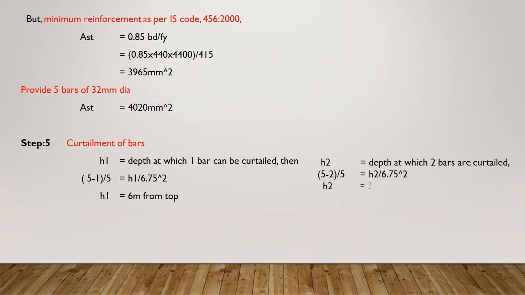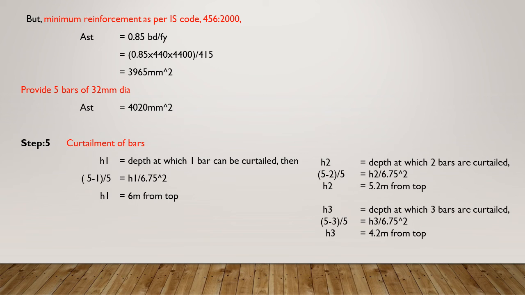So H2 is equal to the depth at which 2 bars are curtailed. H1 is for 1 bar and H2 is for 2 bars. So 5 minus 2, our H2 is equal to 5.2 meter from the top. So H3 is for 3 bars curtailed. So 5 minus 3, then our H3 is 4.2 meter from the top. So the remaining 2 bars are taken right up to the top.